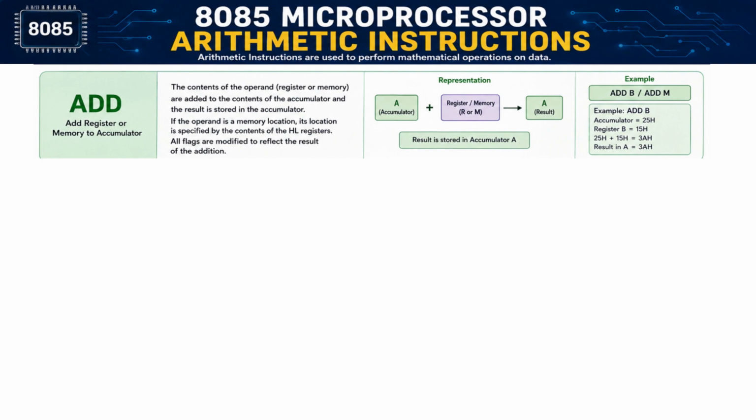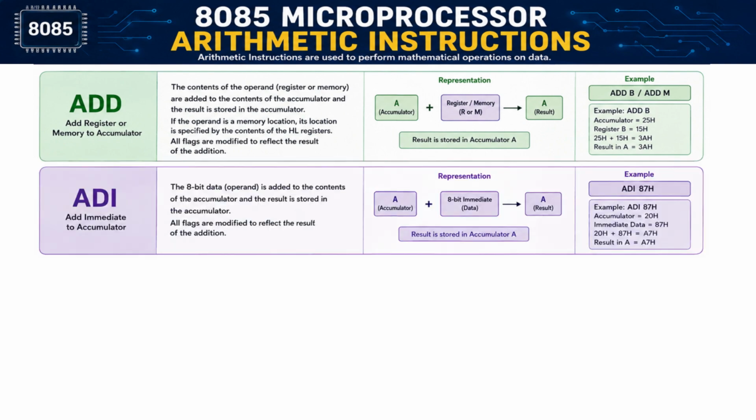Suppose we execute this instruction, ADD B. Here accumulator A contains 25H and B contains 15H. The result becomes 3AH. This value is stored back in the accumulator. Therefore, accumulator A is equal to 3AH. Notice the register B still contains 15H. Only the accumulator changes.